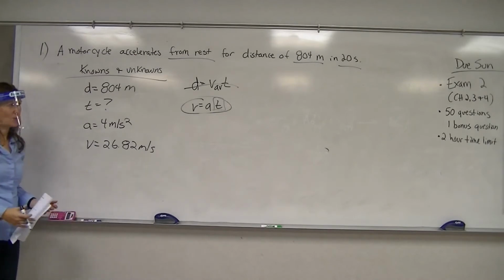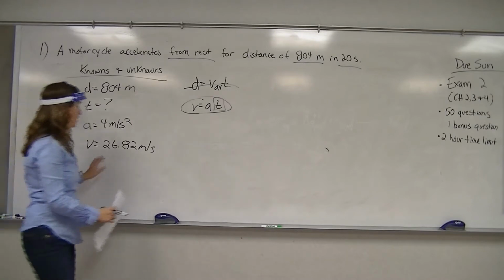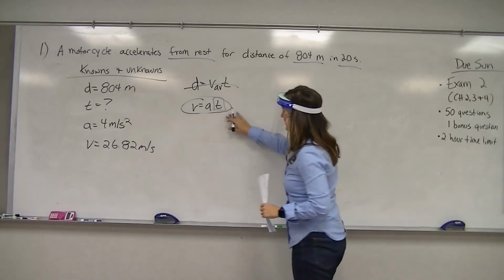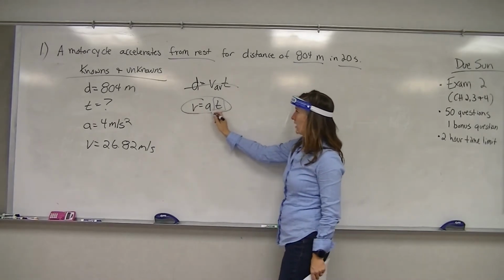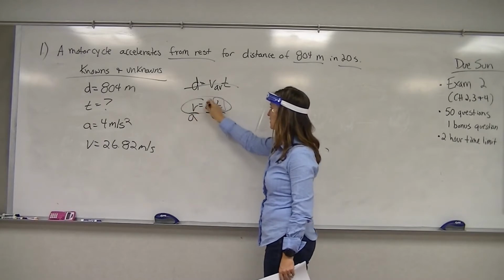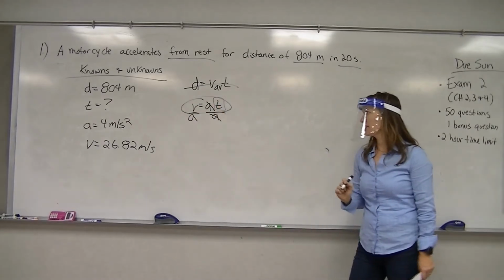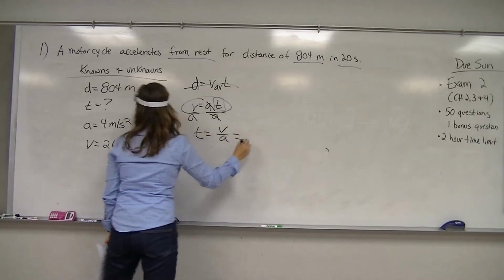So it should take less than 20 seconds because it took 20 seconds to get up to 80 meters per second. And now we're not going quite as far. So let's see. To rearrange, I'm trying to get rid of the a. I want t by itself, so I'm going to divide by a on both sides of the equation. Cancels that out on one side. That gives me time is equal to velocity over acceleration.